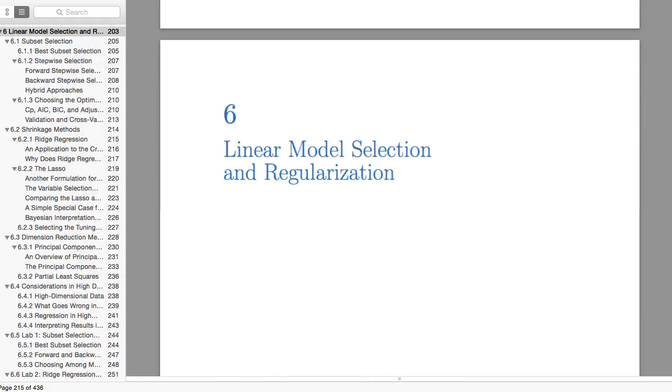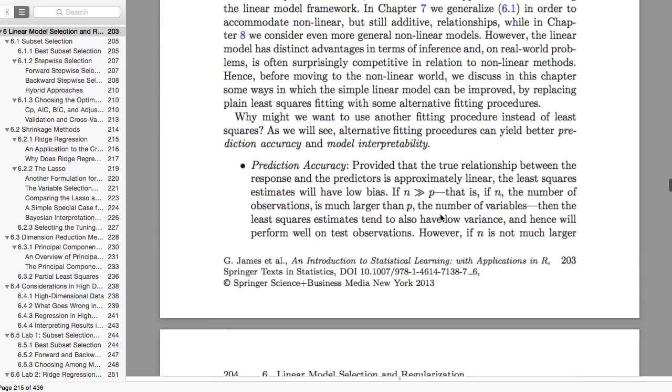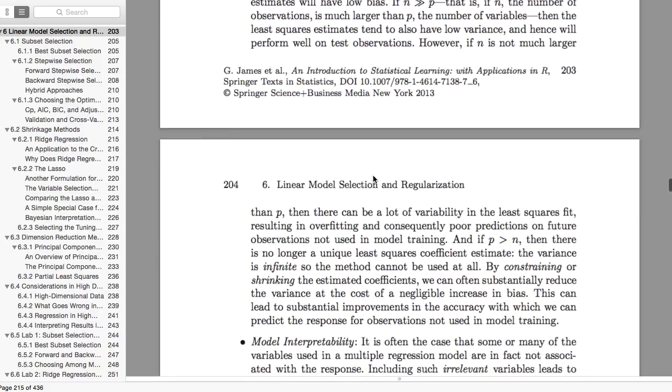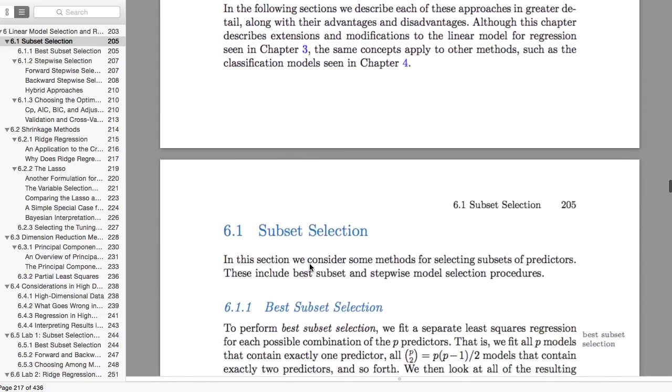So let's get going. We have this linear model, familiar by now. And we have a couple of reasons why we might want to do something different than simply least squares to fit this model. Prediction accuracy is one, and model interpretability. There are several different approaches that we can use to get a better fit. One is subset selection, that's what we're going to talk about here, and the others are shrinkage and dimension reduction, which I'll talk about in the next 2 videos.